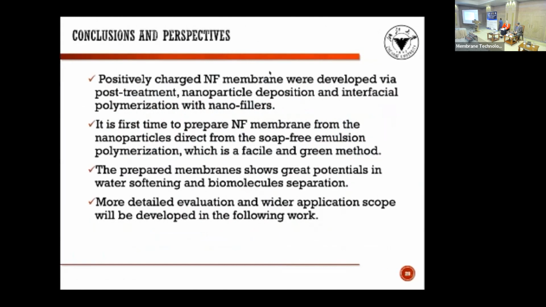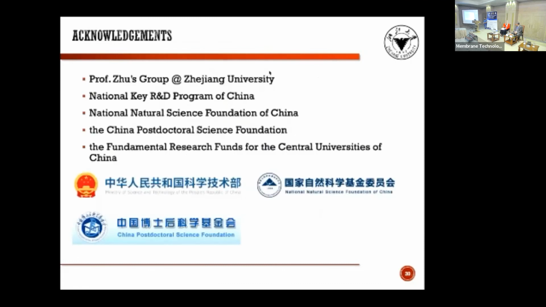Here are the conclusions of our work. First, positively charged NF membranes were developed by post-treatment, nanoparticle deposition, and interfacial polymerization with nanofillers. This is the first time to prepare an NF membrane from nanoparticles derived from soap-free emulsion polymerization, which is a facile and green method. The prepared membranes showed great potential in water softening and biomolecular separation. More detailed evaluation and wider application scope will be developed in the following work.